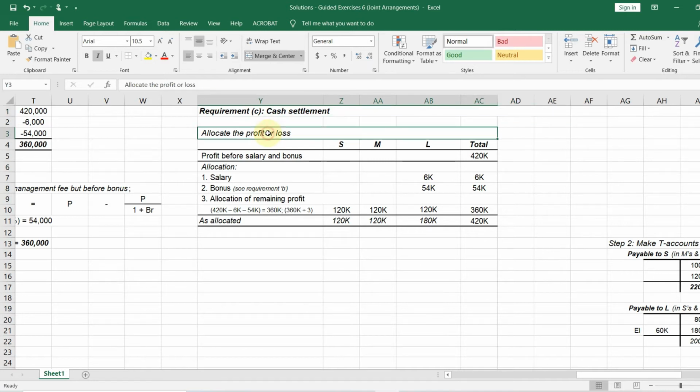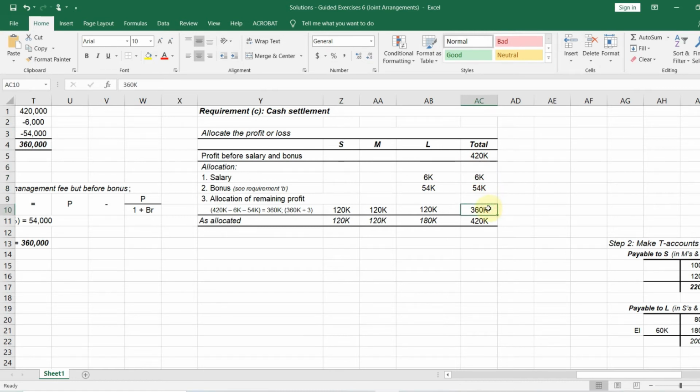First, you allocate the profit or loss. Why? How will you know the share of S, M, and L if you don't allocate, since there are many conditions and bonuses given? So, you go back to your partnership lessons. How do you do it in the partnership? You also use the technique here. You have profit before salary and bonus, that's 420,000. Less the salary of L. And then, less the bonus, which you computed as 54,000. Then, what remains is 360,000. That's 420 less 6 less 54.